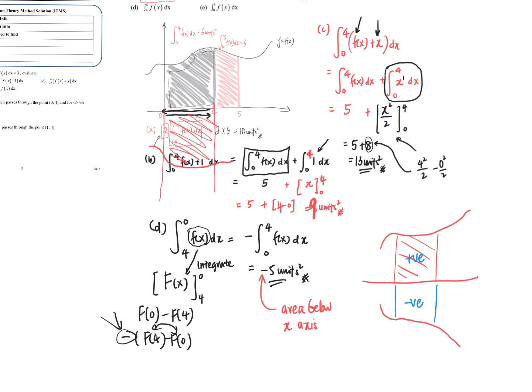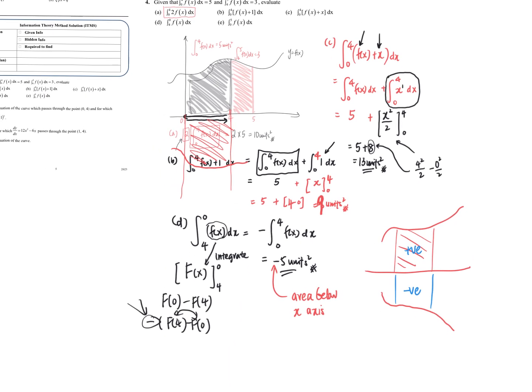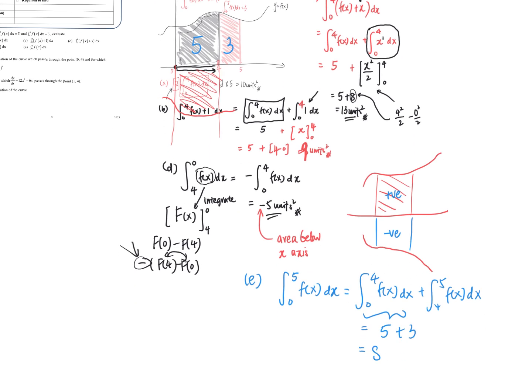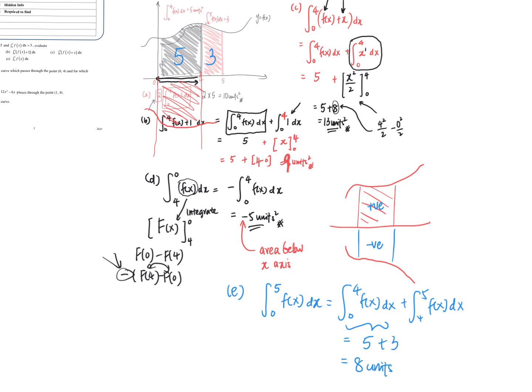Okay, then last one, part E. They say, I want to find from 0 to 5. Then how? It's just the 5 here plus the 3 here. So essentially what happens is this one, then we can continue from the 4 to 5. And they told us that this is 5 and this is 3. So that's why you get 8. But must you show the breakup? No need. You can straight away give me 8 also.